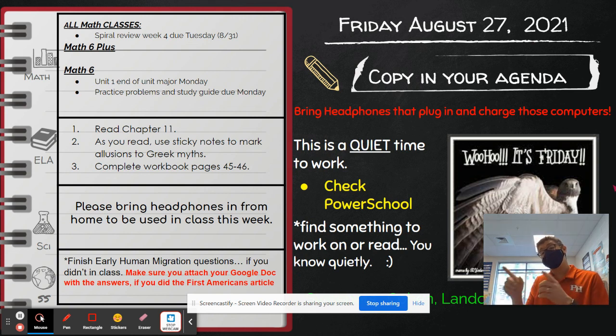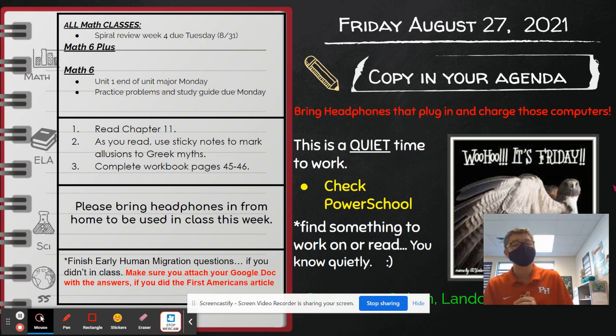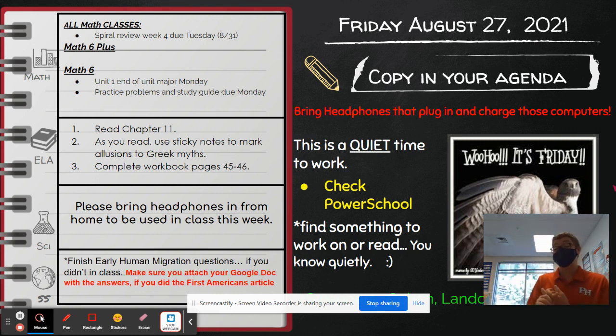So we've started talking about migration, early human migration out of Africa and around the world. We've talked about push and pull factors, what would push them away from an area or what might pull them into another area. We talked about Kennewick Man, one of the oldest skeletons that has been found in North America, and an interesting debate over the remains of Kennewick Man.